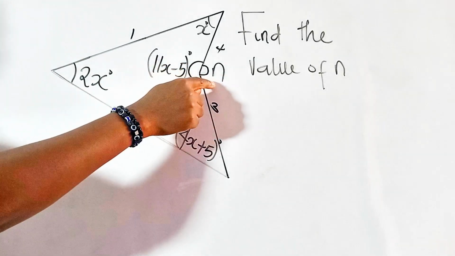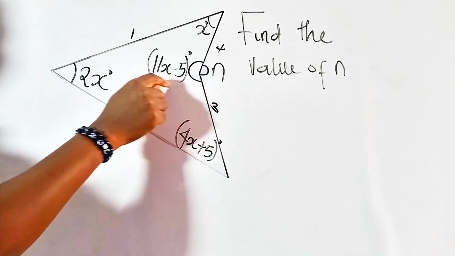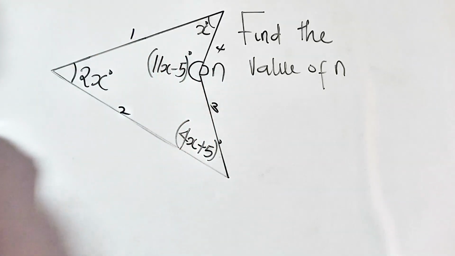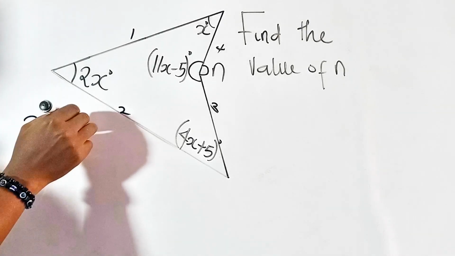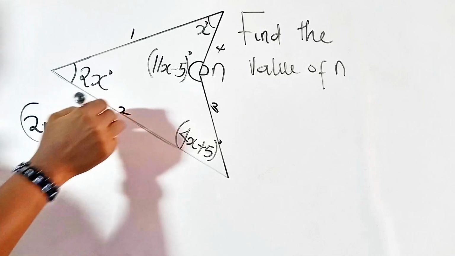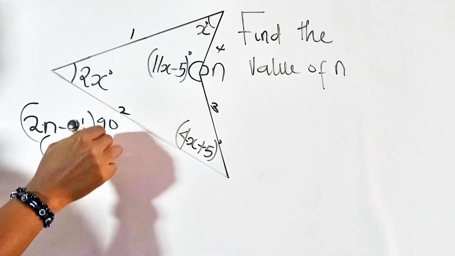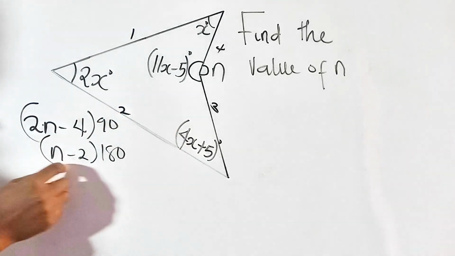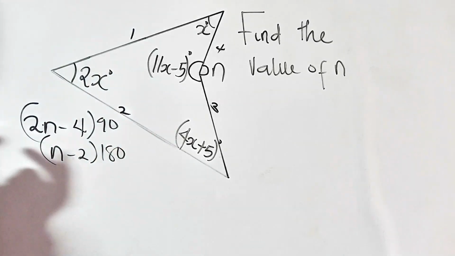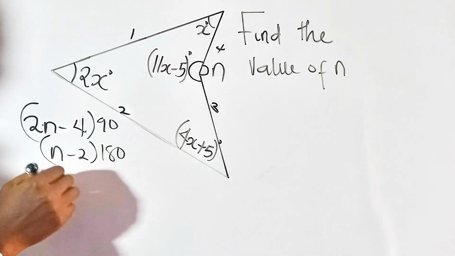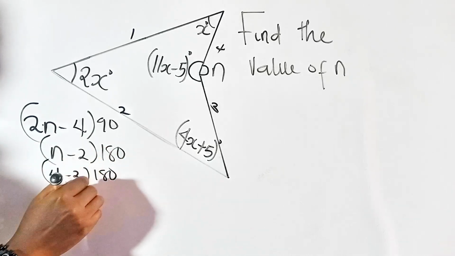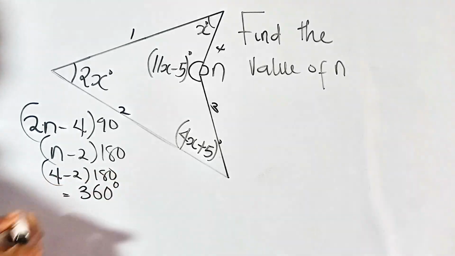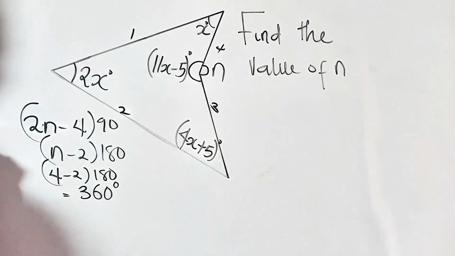So in order for me to solve n with ease, I'll first have to find the value of x. To do that, I will use this formula: 2n minus 4 times 90, or n minus 2 times 180, where n is the number of sides of this polygon. So we know the number of sides is 4. So 4 minus 2 times 180 gives us 2 times 180, which is 360 degrees. So I will sum up these interior angles and equate it to 360.